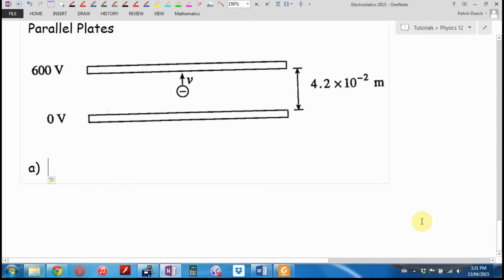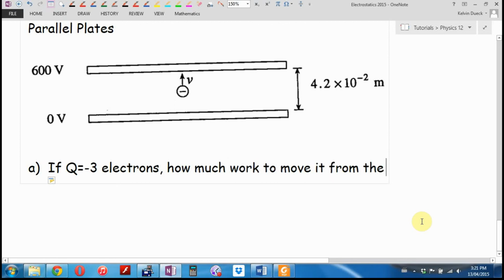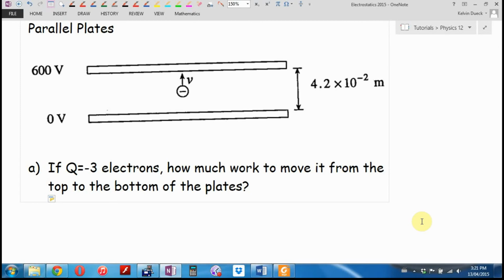First thing I could ask is if Q equals -3 electrons, how much work to move it from the top to the bottom of the plates? Okay. By the way, electron will be attracted to the positive part. Which part is positive, top or bottom? So if you start at the top, it would take work to move it down because it wants to fall up. Okay. What did I ask you to find here?